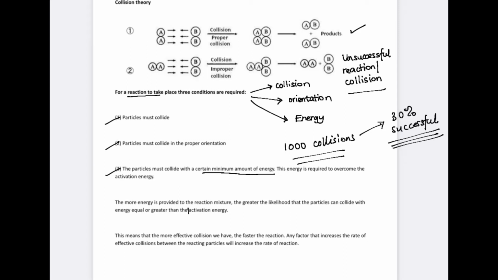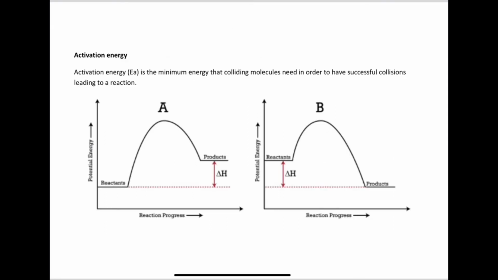So if you are able to increase the number of collisions, you're going to increase the number of successful collisions. So we're going to see all the different factors that can increase the number of collisions and hence increase the number of successful collisions. Let's see the activation energy. Now, activation energy, abbreviated EA, is the minimum energy that colliding molecules need to possess in order to have a successful collision that is going to lead to a reaction.